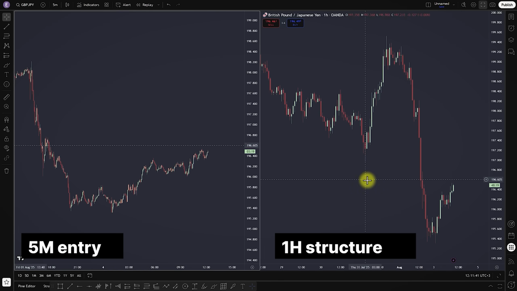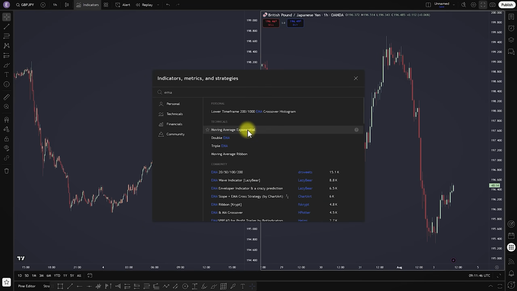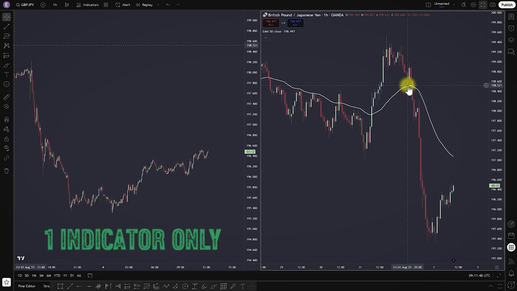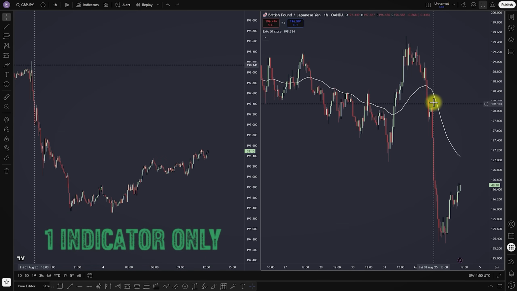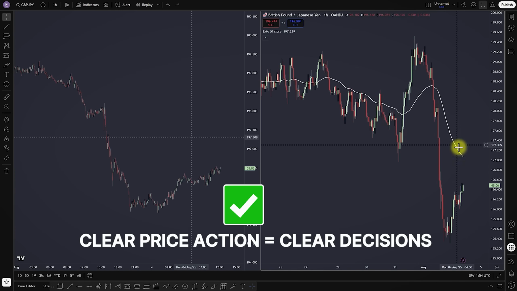The 5-minute tells you when to pull the trigger. Now, for indicators, you get one, the 50 EMA. That's it. This line will show you trend direction. The goal is to see price action clearly. Price is the only thing that pays you. Everything else is just noise.